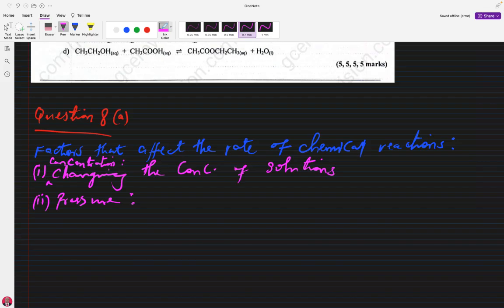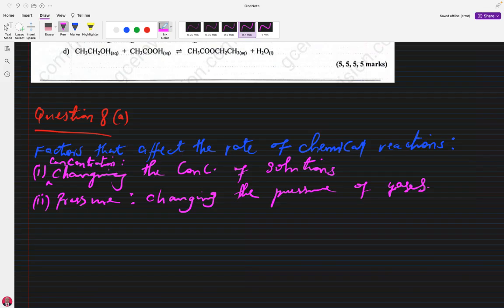For example, a gaseous reaction, like we're talking of Haber's process, and also the contact process. So, changing the pressure of gases.